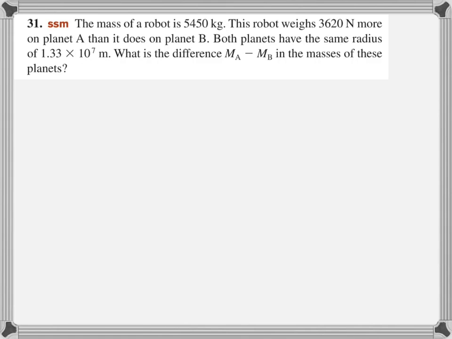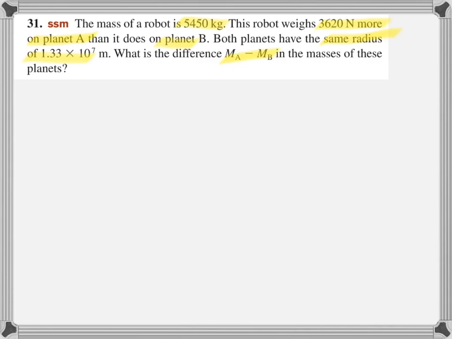I got some questions here on number 31. I think one of the main problems with number 31 is that it's really the plugging into the calculator. For the most part, they give you the mass of a robot is 5,450 kilograms, and the robot weighs 3,620 newtons more on planet A than it does on planet B. Both planets have the same radius. What is the difference in their masses of these planets?